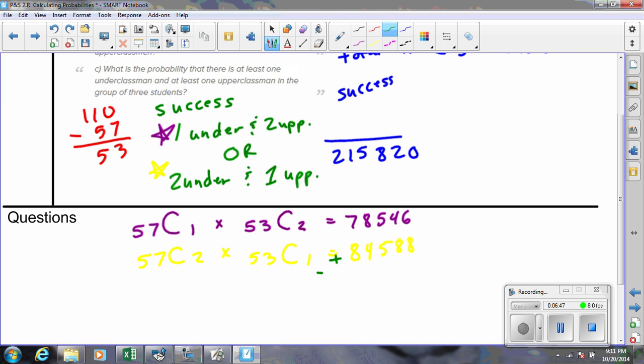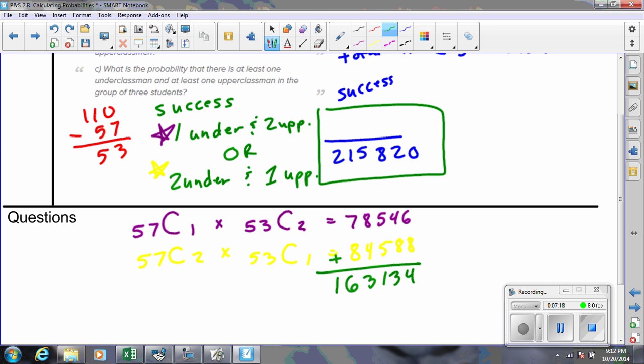So when you combine them, we have two different avenues to success. Our avenue in purple, where there is one underclassman, two upper, and the avenue to success in yellow, two underclassmen, one upper. When we add those two pieces together, we obtain 163,134. So our total number of successes, coming back up to the top here.